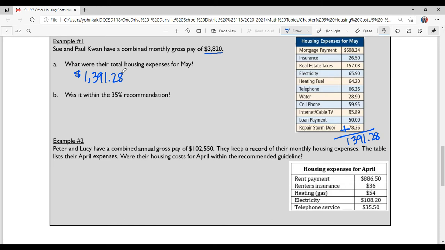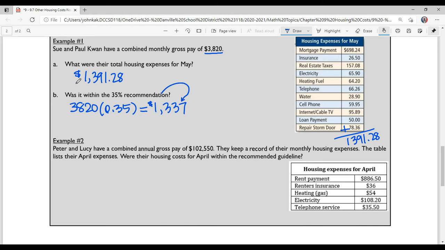Okay, so that's pretty easy. You just add them all up. Was it within the 35% recommendation? Well, I first need to figure out what 35% of my monthly gross pay is. So if I take my monthly gross pay and multiply by 35%, then it's recommended that I spend $1,337 on housing. So this is the recommendation.